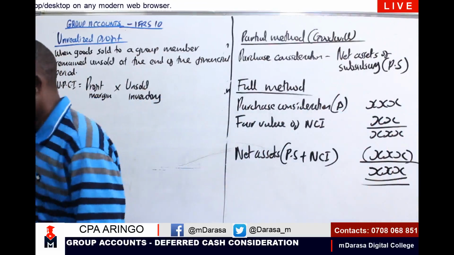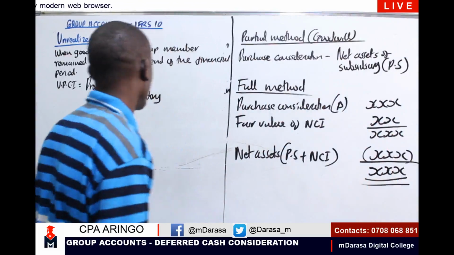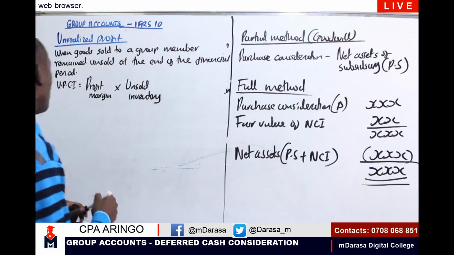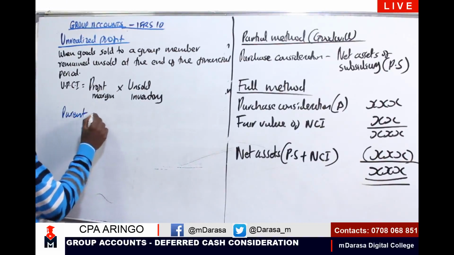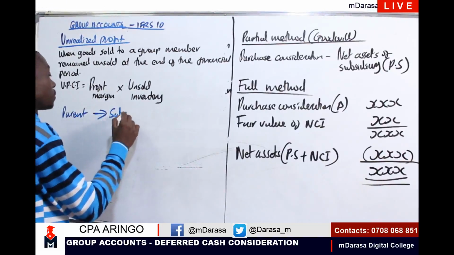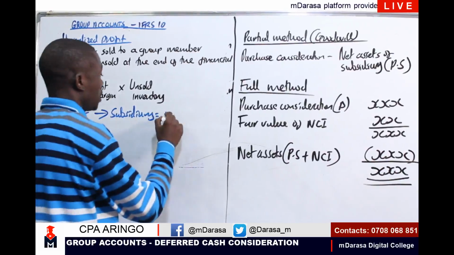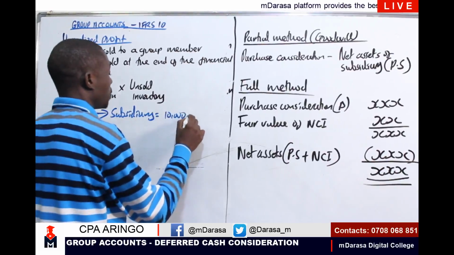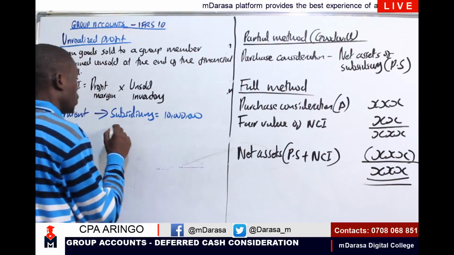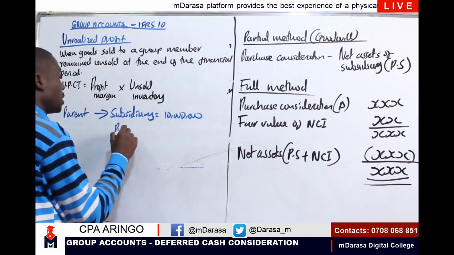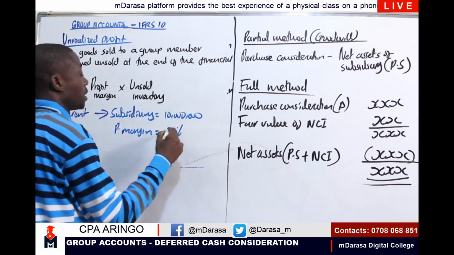So, in a very simple concept, assuming, my good students, that I'm having a parent company that sold goods to a subsidiary, goods worth, say, 10 million. And our profit margin in this case was, say, 20%, okay?